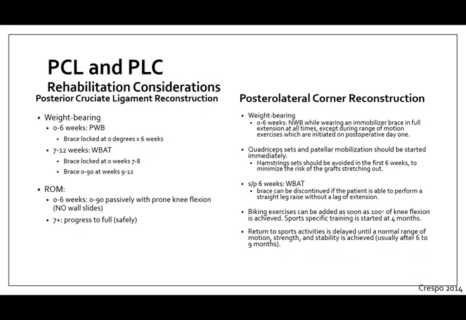Hamstring sets should be avoided in the first 6 weeks to minimize the risk of the graft stretching out. So just remember that. There's a lot of structures that share fascial sheaths back there. If you're contracting the hamstrings violently, you're going to stretch out some of those grafts and cause some real damage to the surgical site.